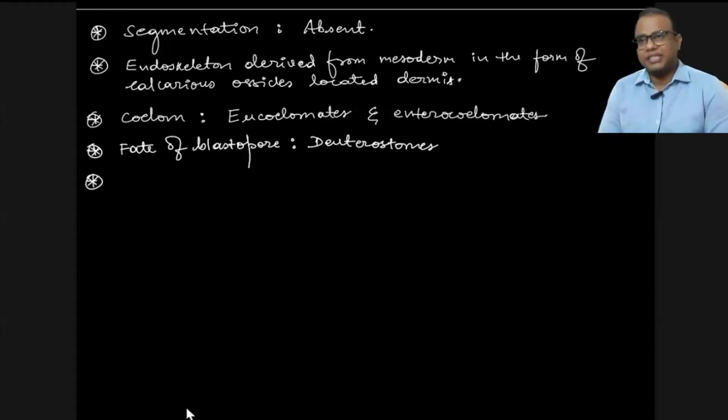Next, characteristic feature of Annelida: the most distinctive feature is segmentation, because that is the first phylum where you start to see segmentation. Metamerism. Next, characteristic feature of Arthropoda: jointed appendages or jointed legs. That is what the name Arthropoda is derived from. Characteristic feature of Mollusca.